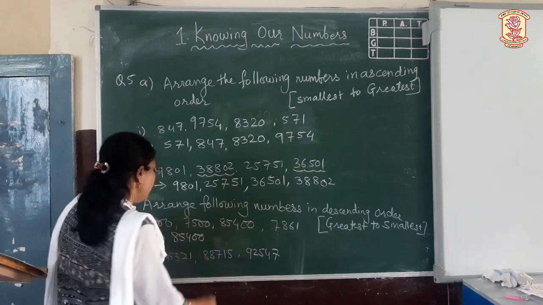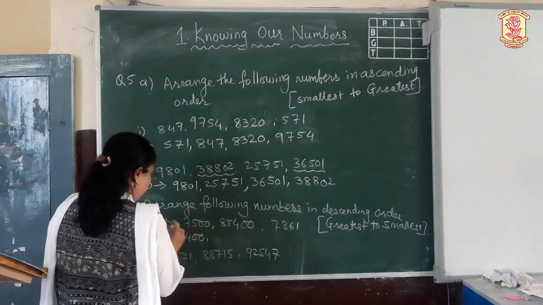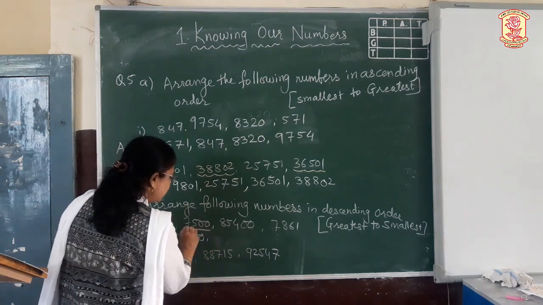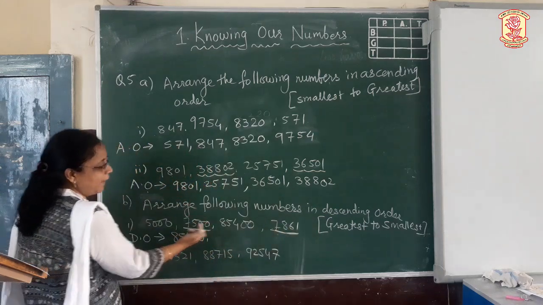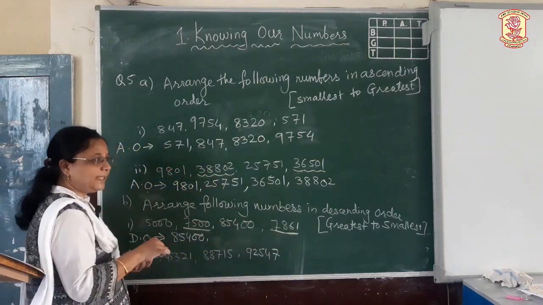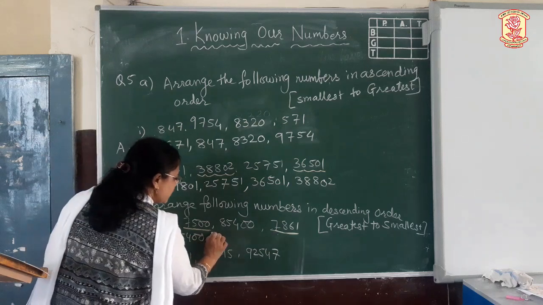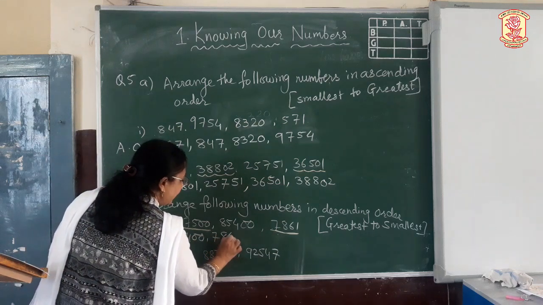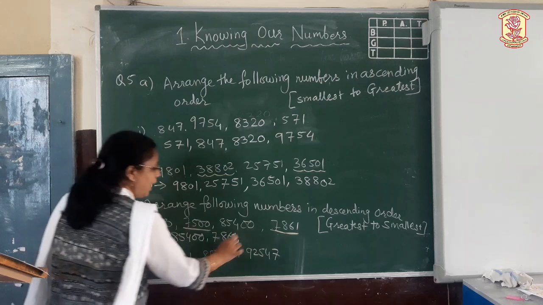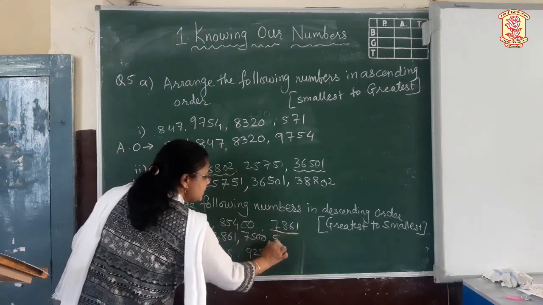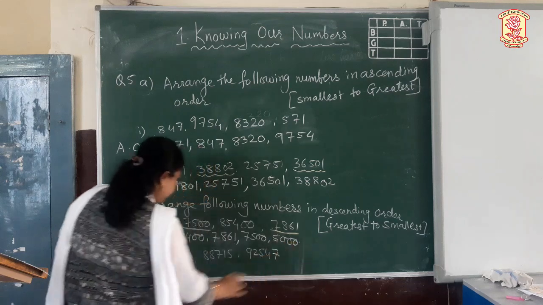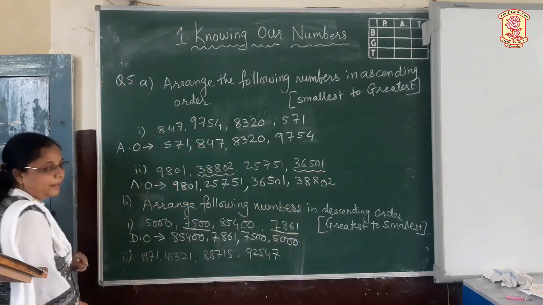Then think for the remaining 4-digit numbers, that is 5,000, 7,500 and 7,861. Among these numbers, the extreme left digit is the same for two of them. So we will think about the second digit, 5 and 8. 8 is greater, 5 is smaller. So 7,861 will come. After that 7,500 and last 5,000. This is the descending order.